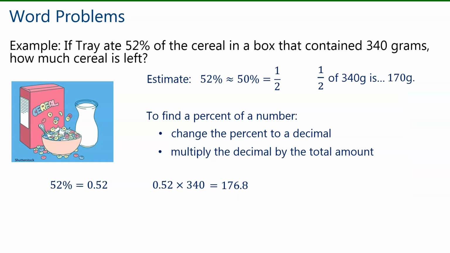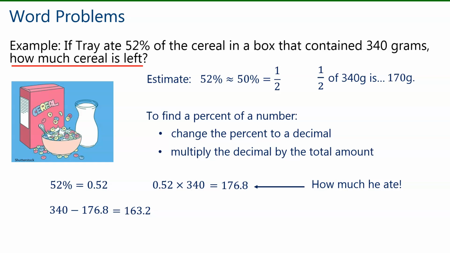Now we're not done yet because this is in fact how much he ate. So if we're looking for how much cereal is left, we now need to subtract how much he ate, 176.8, from how much cereal there was, 340 grams. So now doing that in the calculator, I got 163.2. So now we can say that there's 163.2 grams of cereal left in the box.